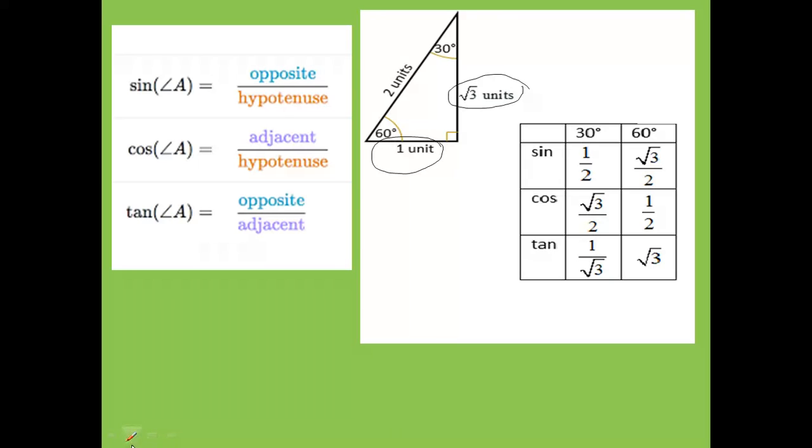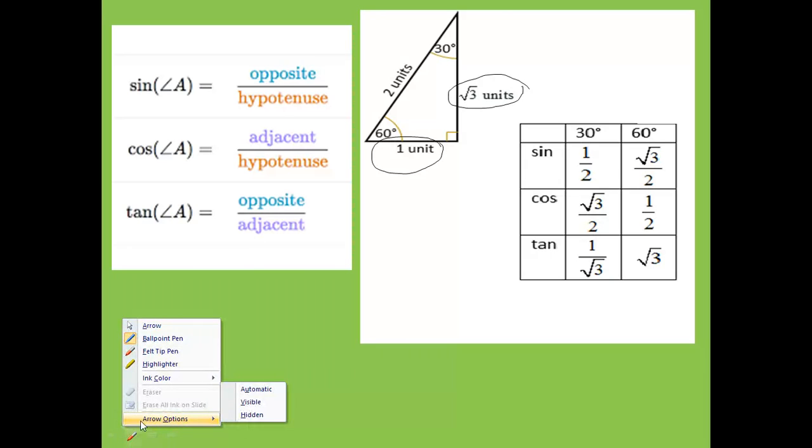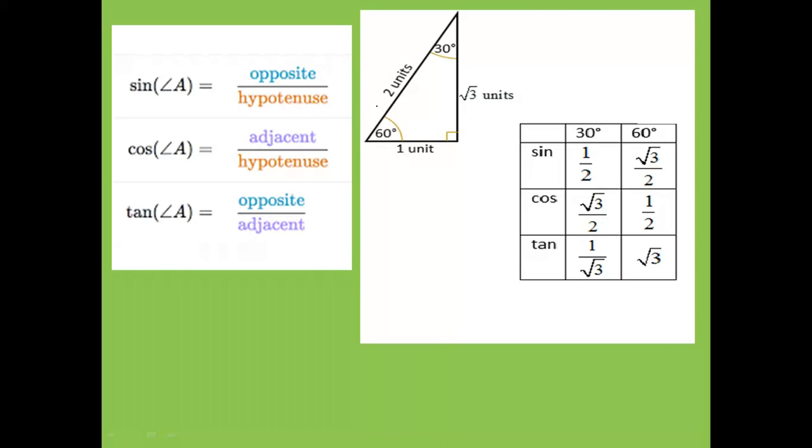Next, let us go to 60 degrees. For 60 degrees, we look from this position. From this position, this is the opposite side, this is the adjacent side and this is the hypotenuse. So sine is equal to opposite by hypotenuse. That means root 3 by 2. Therefore, sine 60 degrees is equal to root 3 by 2.